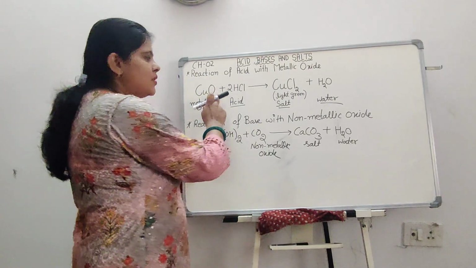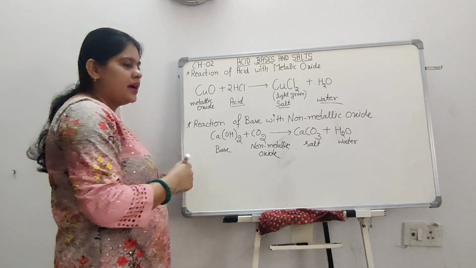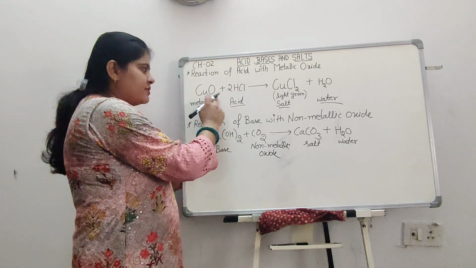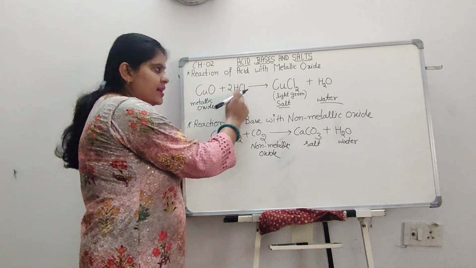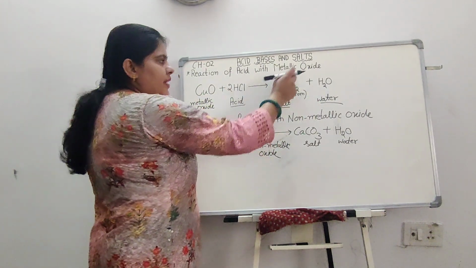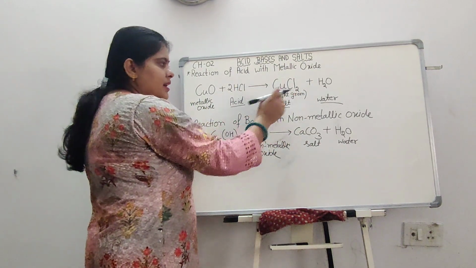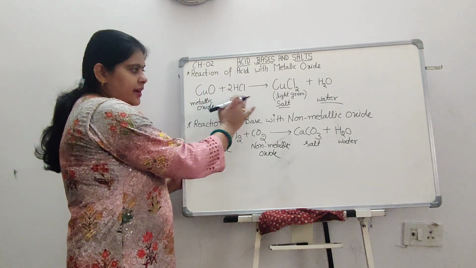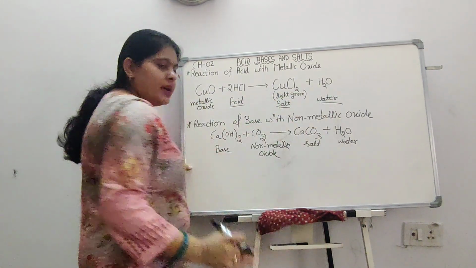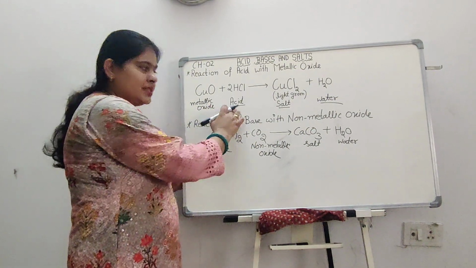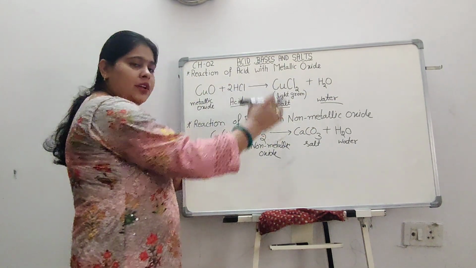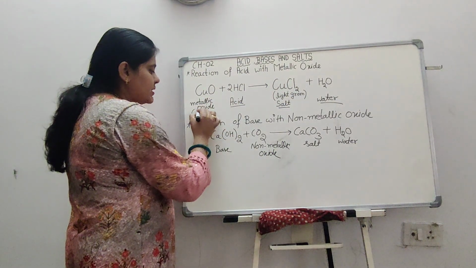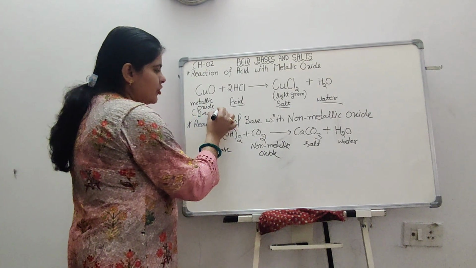For this, we will do the reaction between copper oxide and an acid, that is hydrochloric acid. When the reaction takes place between copper oxide and hydrochloric acid, it produces salt and water. That salt is copper chloride and its color is light green. So when a metallic oxide reacts with an acid and produces salt and water, as we already know that when an acid reacts with a base, then only it produces salt and water, this indicates that metallic oxides are basic in nature.